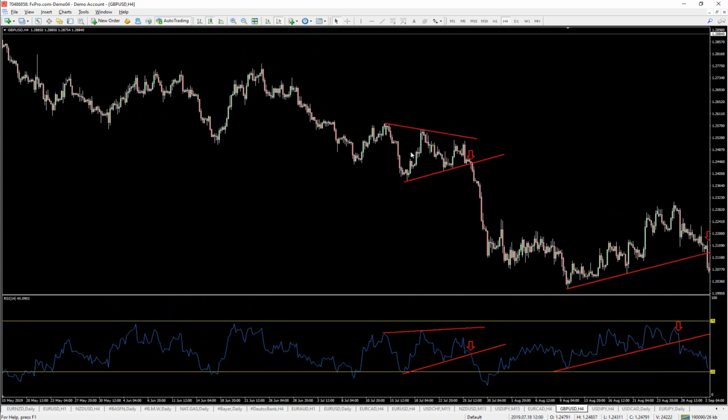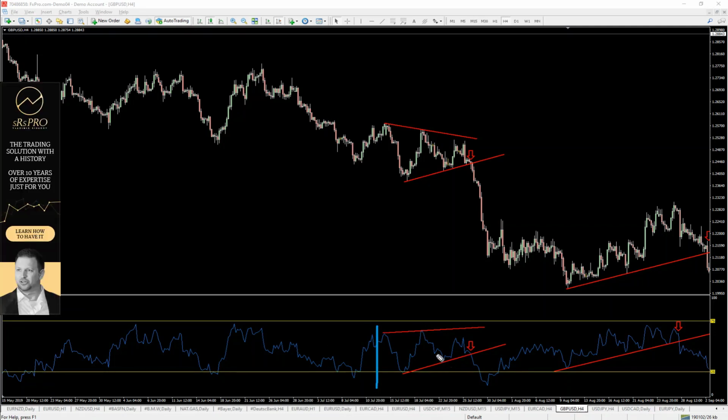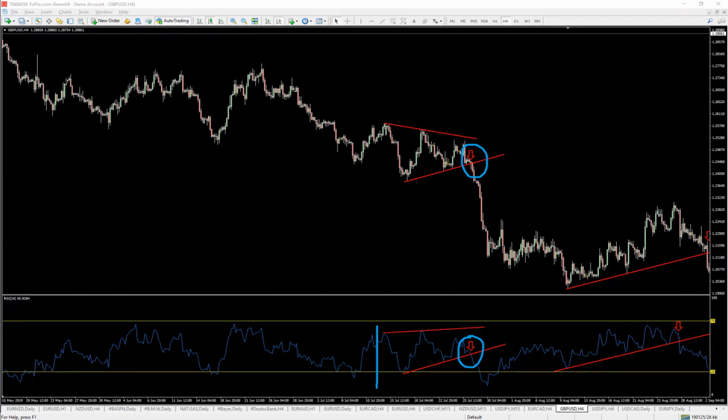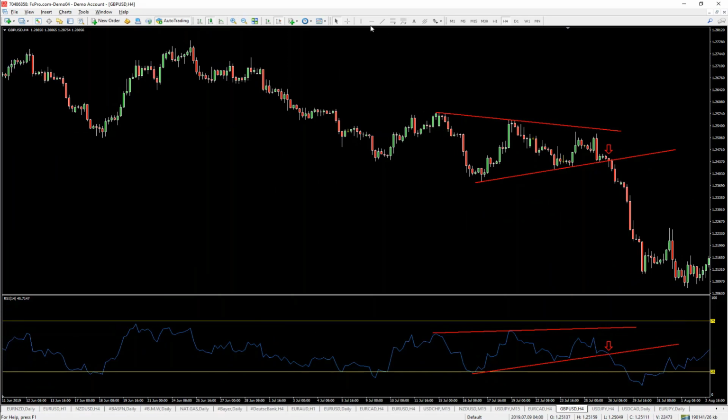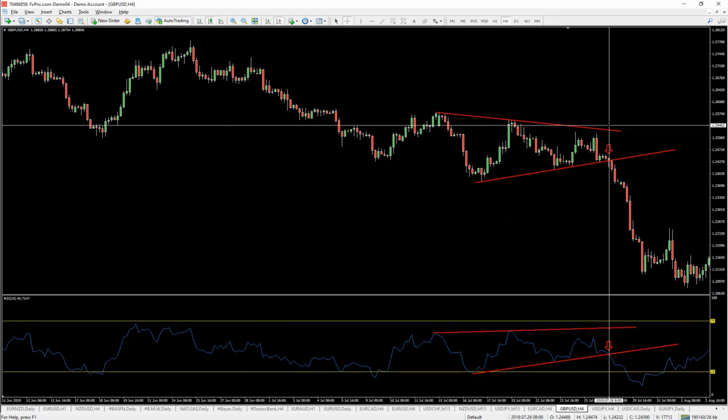let's say this is a pattern that I'm following. I can find a similar pattern on the RSI indicator right here. I draw the lines, and once I get the breakout on the chart, meaning the price action, I would also like to get the breakout in RSI. So if I zoom in a bit here, you'll see what we're talking about.